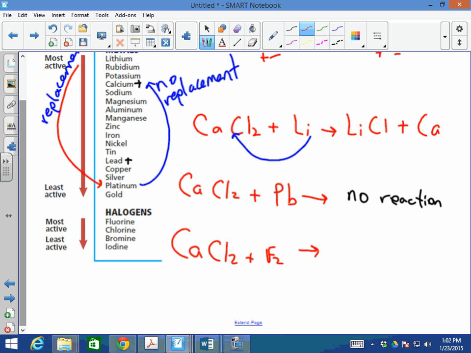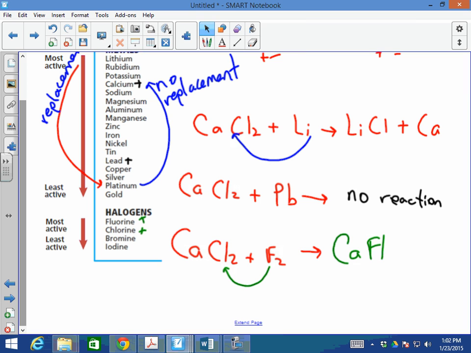Next question. This is a non-metal, fluorine, trying to replace this other non-metal. If fluorine is higher than chlorine, it can replace it. I go here and I can see that fluorine is higher, therefore more reactive. I end up with a metal and a non-metal. CaF2, because calcium has a charge of 2, plus chlorine, a diatomic element. Balance those equations. You should be good now.